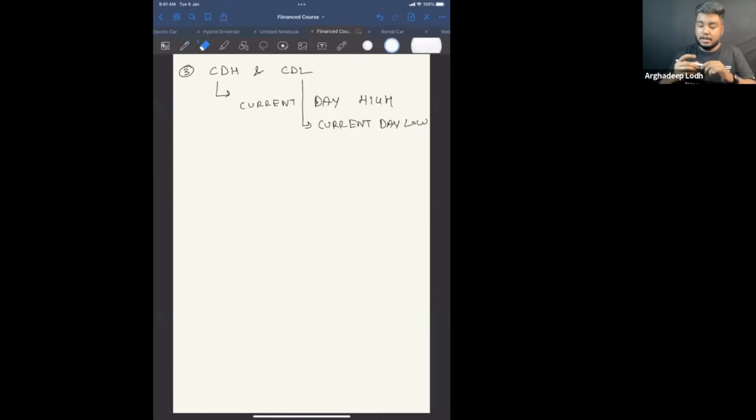Suppose now it's 2 p.m. So from 9:15 to 2 p.m., जो price maximum गया है, we will say that as current day high, and जो lowest गया है, we will say that as current day low. ठीक है? So let's see how it works.